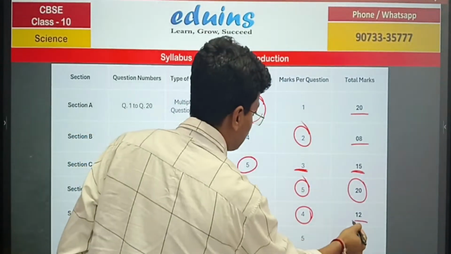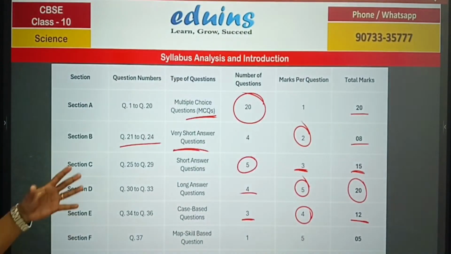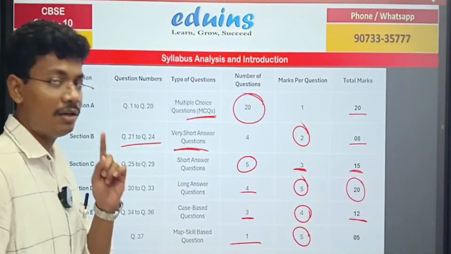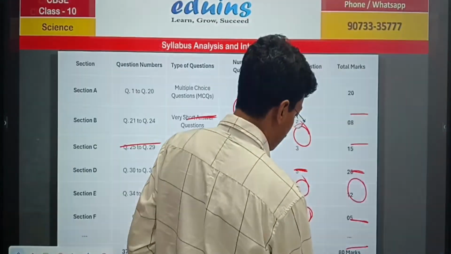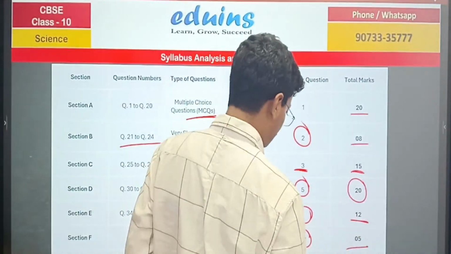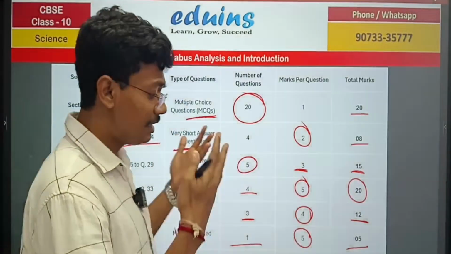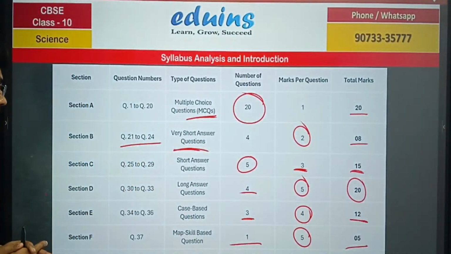Here the total marks of the case based questions is 12, and the last is the map skill based question. Each question carries 5 marks and you will get one question, that is 5. So this is the overall marks, that is 80. Clear? So this is the number distribution of your exam paper for your board exam. Clear?